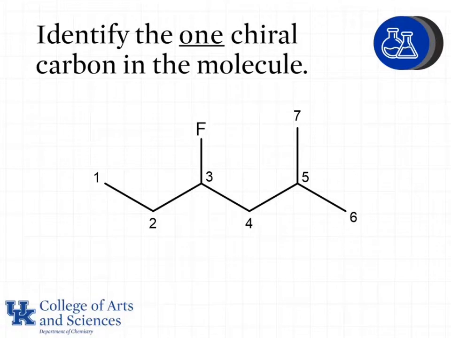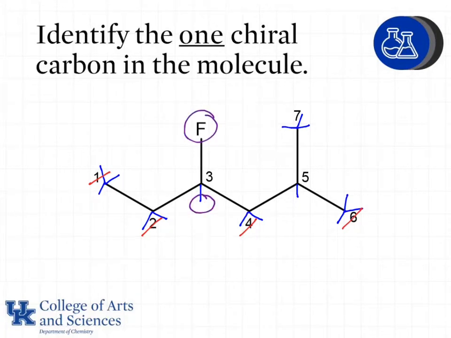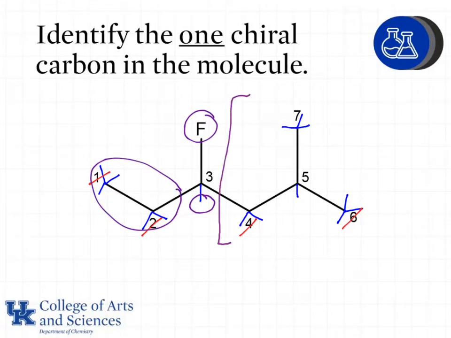Identify the one chiral carbon in the molecule. First, let's add in our hydrogen atoms so that we can eliminate any carbon that has two or more hydrogens as a possibility for being chiral, which eliminates carbon atoms 1, 2, 4, and 6. Now we can look at carbon 3, and we see that we have a fluorine group, a hydrogen group, the CH2CH3 group, and the rest of the molecule to the right of carbon 3.